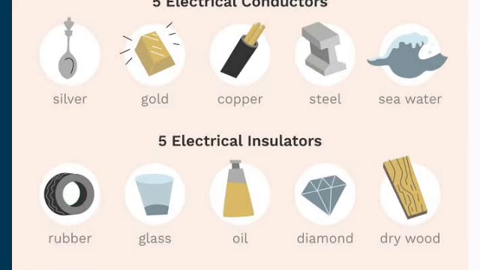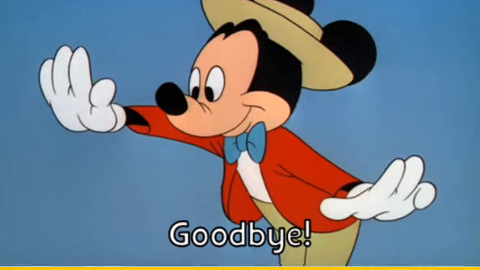Now this is a picture of conductors. You can see copper, gold, silver, steel, seawater are all examples of conductors. While insulators, you can see rubber, glass, oil, diamond, dry wood are all examples of insulators. So these are various examples of conductors and insulators.